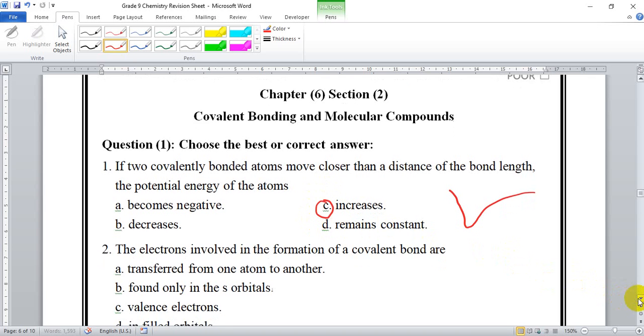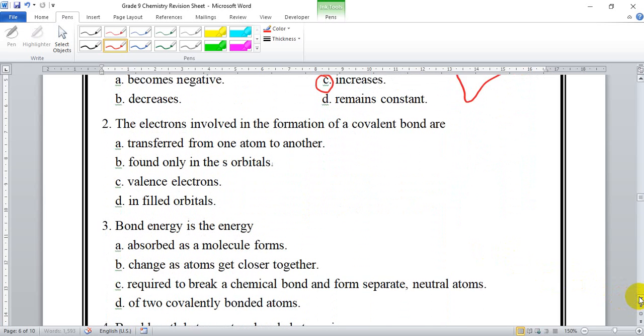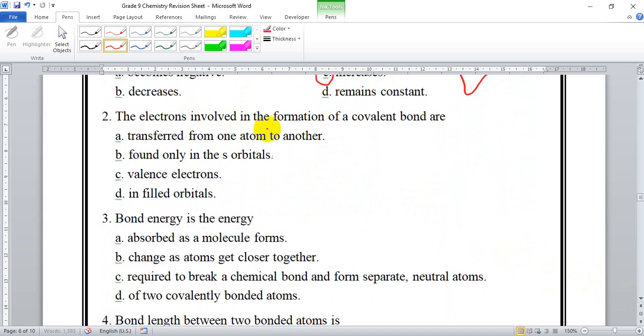Number 2. The electrons involved in the formation of a covalent bond are: electrons transferred from one atom to another, found only in the s orbitals, or valence electrons in filled orbitals. The electrons involved in the sharing or formation of covalent bonds are the valence electrons.